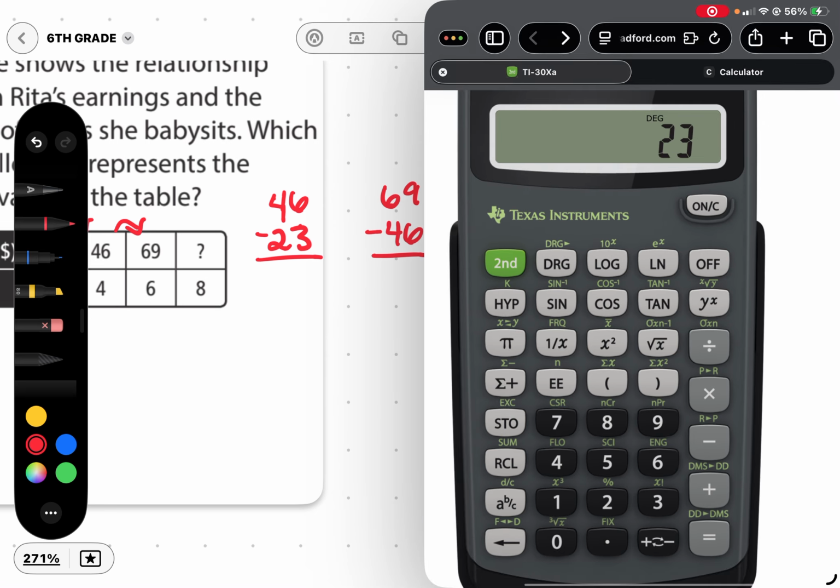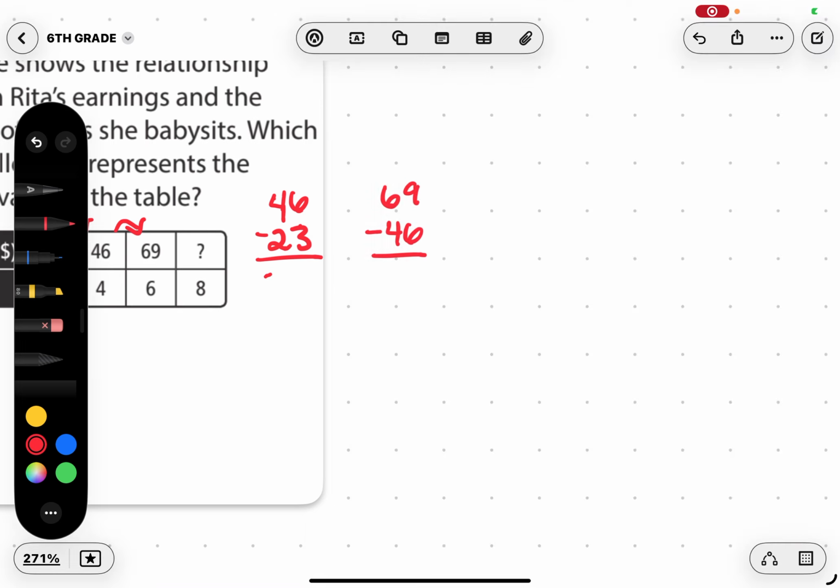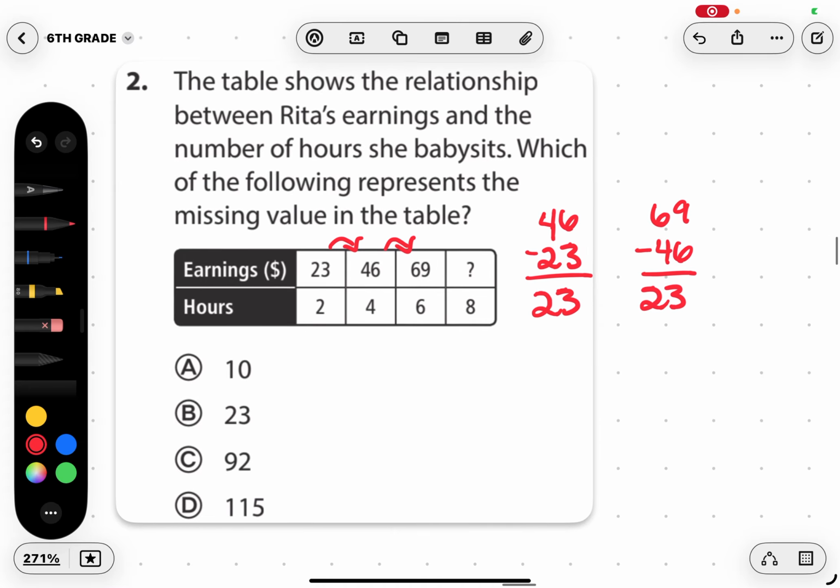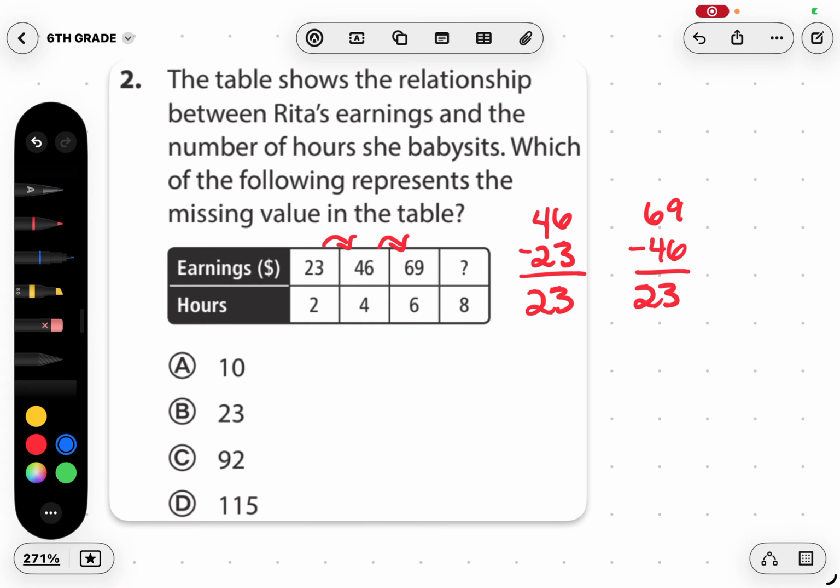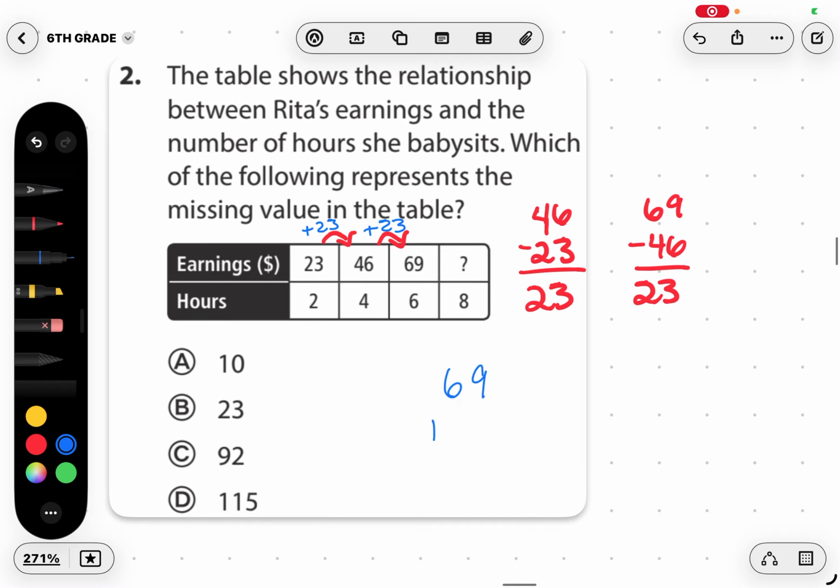46 minus 23 is 23. And then we do 69 minus 46. That's also 23. So it's counting by 23s on the top row. So this top row, the earnings, is increasing by 23 each time. Plus 23, plus 23. So to find the missing number, we got to add 23 to 69. And we can do that by hand. 9 and 3 make 12. Carry the 1. 1 plus 6 is 7. Plus 2 is 9. So our answer should be 92.